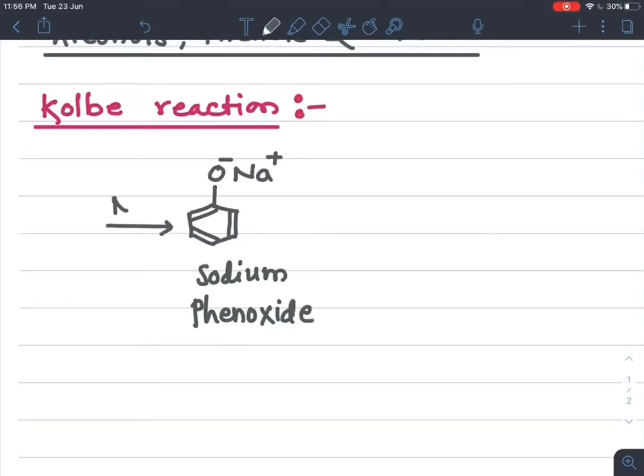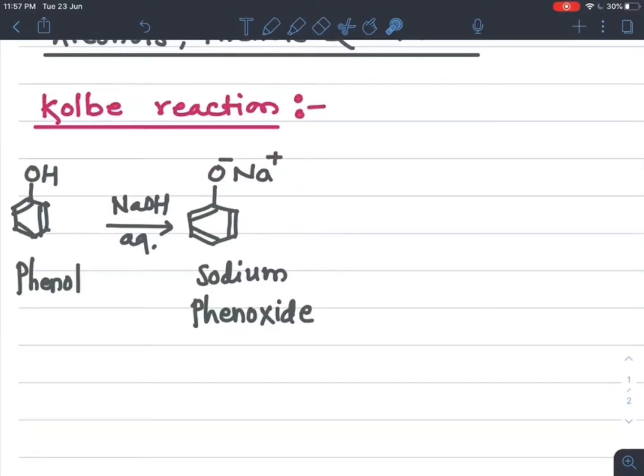If we go back, this phenol is treated with aqueous NaOH. Actually, this step is not given in the reaction, but this sodium phenoxide is formed from the phenol when it is treated with aqueous NaOH. The NaOH breaks this OH bond, and this H plus combines with OH minus, and H2O is removed, and Na is substituted at the place of this hydrogen. So we get sodium phenoxide.